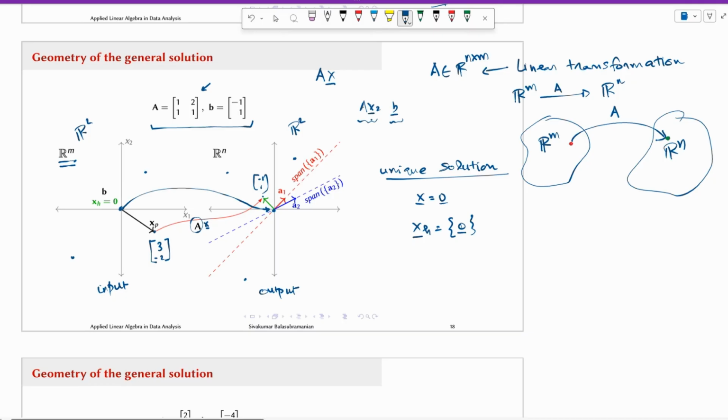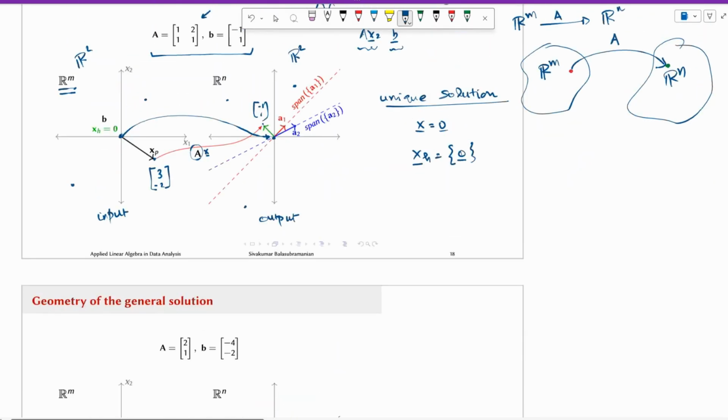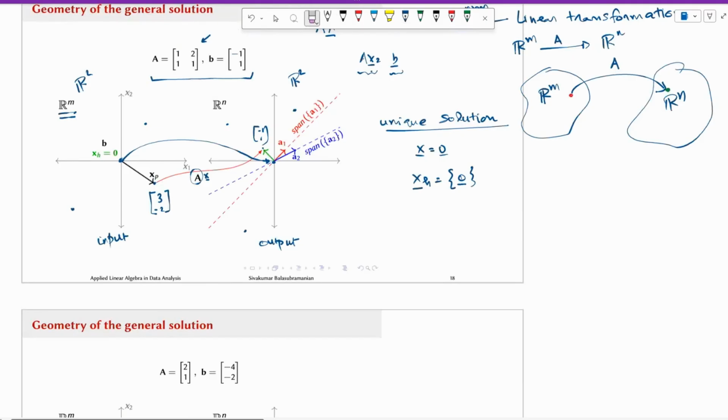Let me ask you this. In this particular case, I said 0 gets mapped to 0, and we know that this point gets mapped to this point. Okay. What will any point on the x1 axis get mapped to? Let's say I choose this point. What do you think this will get mapped to?